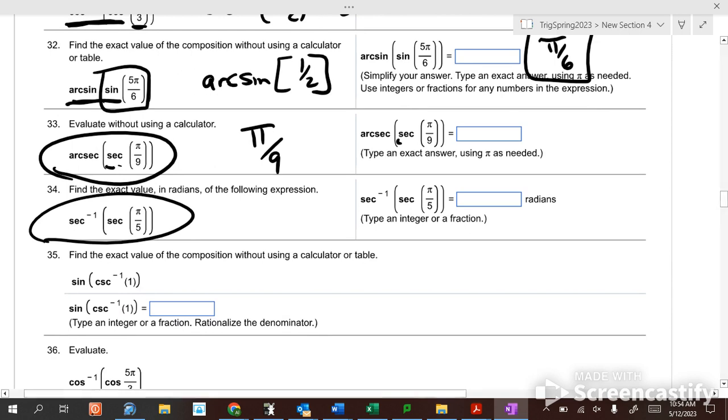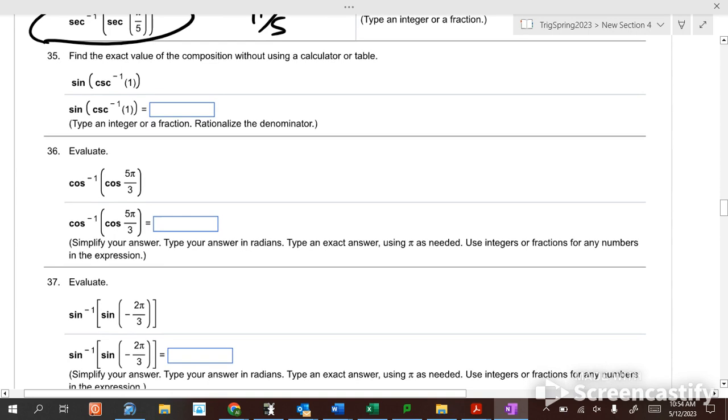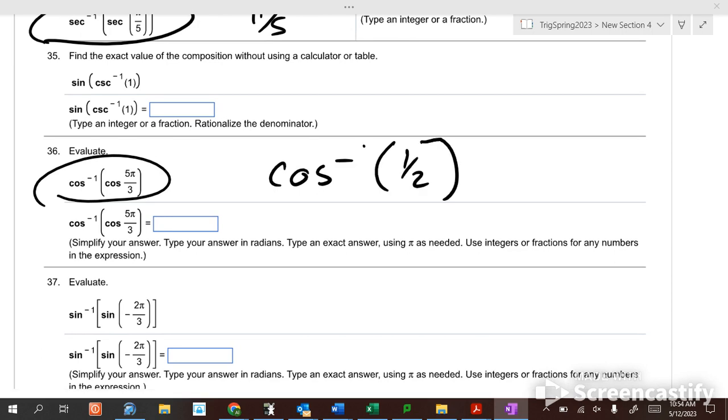Thank you, Audrey. Pi over 5. All right. This one isn't in the first quadrant, so we might have to think about this one a little longer. Actually, you got it right, yeah. What's the cosine of 5 pi over 3? 1/2. What's the inverse cosine of 1/2? Pi over 3. Okay? I got that one right.